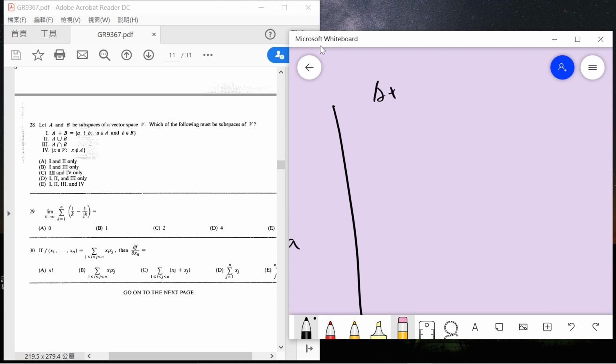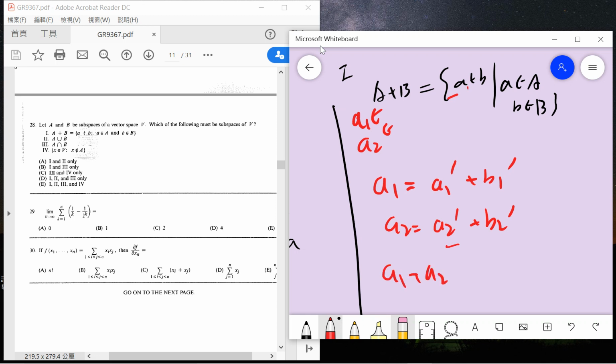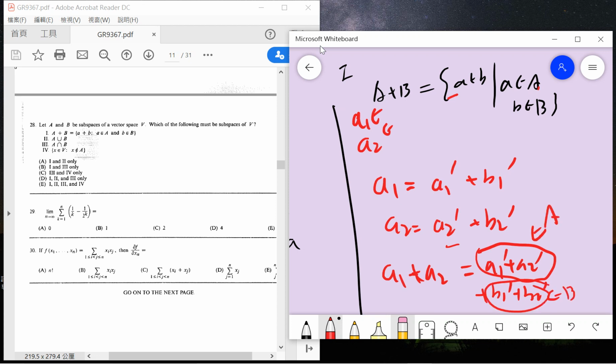Okay, so the first one, A plus B. The closure is simple, right? So let me remind you why. Suppose A1 belongs here, A2 belongs here, then A1 has some factorization of A1 prime and B1 prime, and A2 has a factorization of A2 prime and B2 prime. A1 prime is in A, B1 prime is in B, A2 prime is in A, B2 prime is in B. So A1 plus A2 is A1 prime plus A2 prime plus B1 prime plus B2 prime. And A is a subspace, so A1 prime plus A2 prime is in A, B1 prime plus B2 prime is in B. So A1 plus A2 is in A plus B. Right, simple. And when you multiply by the scalar, the argument is exactly the same. So A plus B is definitely a vector space.